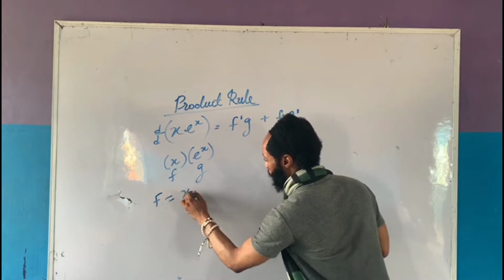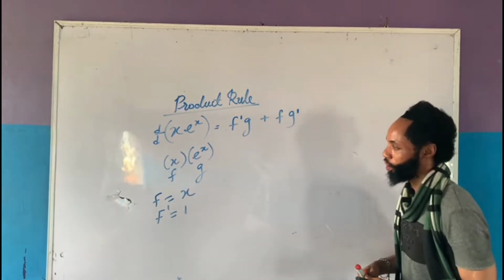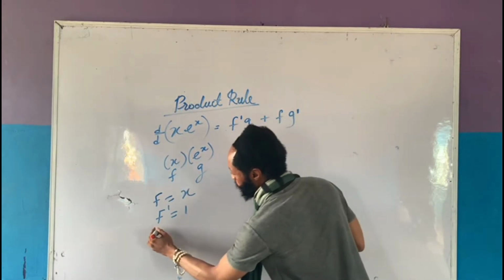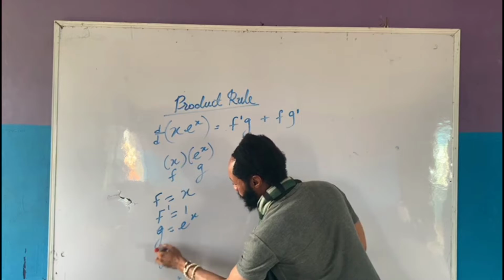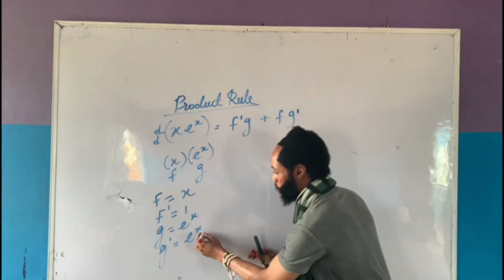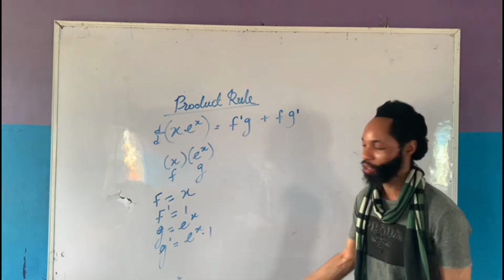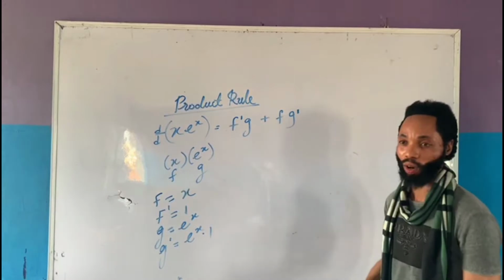Now take your f. Your f is what? x. Therefore, f prime is going to be 1. Take your g. Your g is what? e raised to the power x. Then your g prime will be what? e raised to the power x. If you differentiate x, you get what? 1. Times 1 doesn't change it, so it stays the same way. So we have to enter everything here. It makes our work very easy.